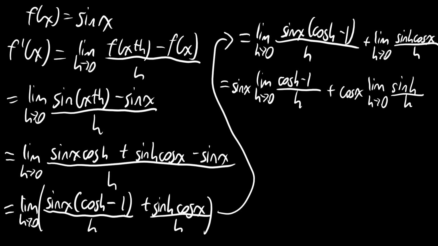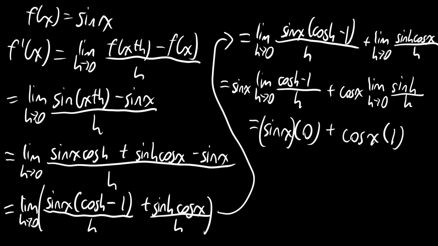So what do we know about these limits? This is a special limit, this is a special limit. This limit equals 0. The limit of cos h minus 1 over h equals 0, and then this limit, the sine h over h limit, is another special limit. It equals 1. So this whole thing right here, this sine x, that cancels out because you're multiplying by 0, and you're left with cos x. And that is your answer.